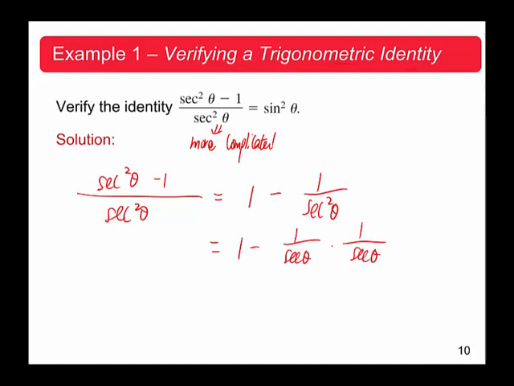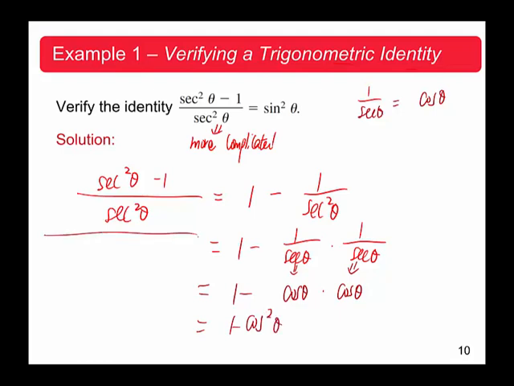Let's split into two fractions. 1 over secant theta equal to cosine, because cosine and secant, they are reciprocals. So 1 over secant theta equal to cosine theta. So now as you can see, this one becomes cosine theta, and the other one also becomes cosine theta. Now you have a 1 minus cosine theta squared.